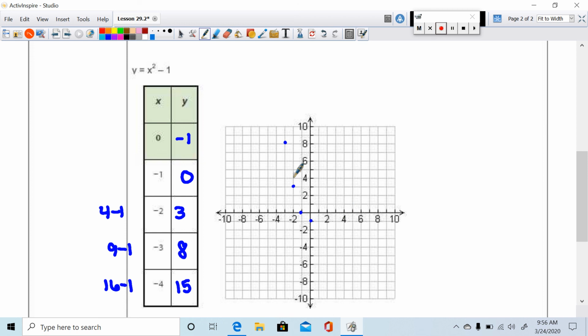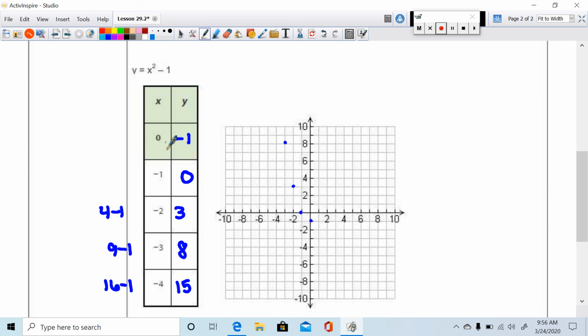I only have part of a parabola here. And I can assume that this might be the vertex here at 0, negative 1, but I really don't know that unless you know something about the quadratic function. Let's work backwards. Let me just show you what I mean by that.